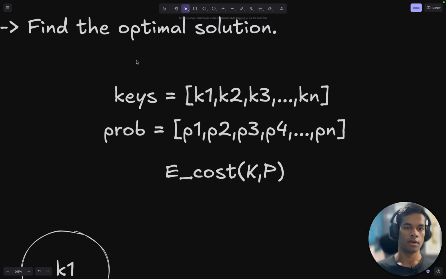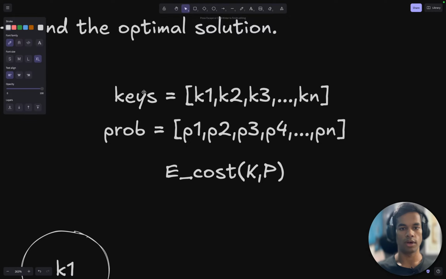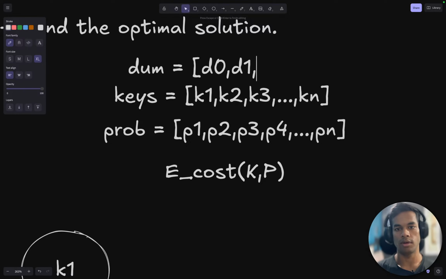And so we have keys, but we also have dummy keys. Let's call them d, and they are numbered D0, D1, D2, dot dot dot till Dn.